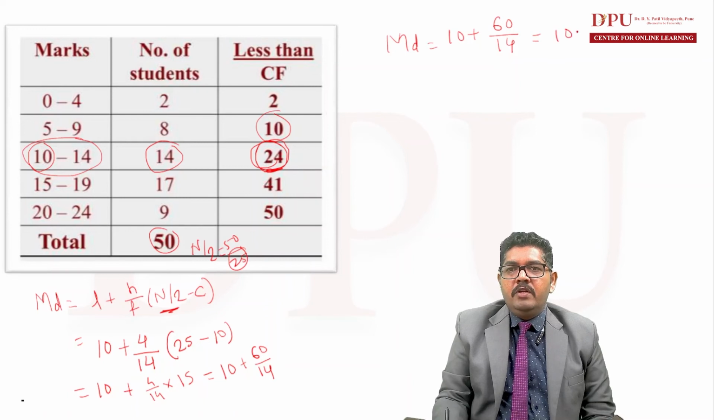So 10 plus 14 4s are 56, 4 is the remainder, 14 2s are 28. So this is equal to 14.2. So the median is 14.2. This is how we calculate the median.